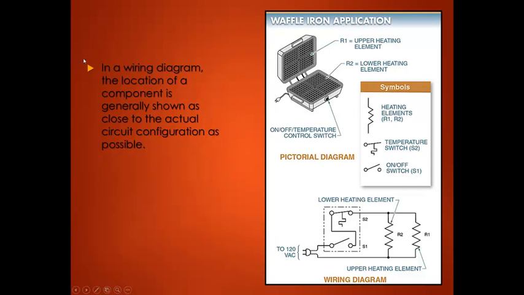Okay, wiring diagram. The location of a component is generally shown as close to the actual circuit configuration as possible. So if we look at this diagram here, this is representing a waffle iron. We have our 120 volt plug that would plug into a wall outlet, going to a switch, the on-off switch. Going through here, this is what we call a temperature switch. That goes through. These resistors represent the heating elements in the waffle iron. Then back to our source. Okay, so that's a wiring diagram, and it's representing this pictorial up top.